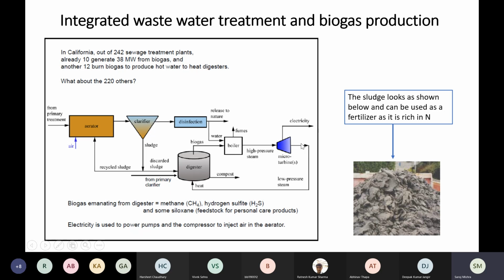Or the heat can simply go back and heat the digester, keeping the temperature appropriate at 37 degrees or 42 degrees, whatever you think is optimum, and whatever is remaining at the bottom can be used as a compost now.